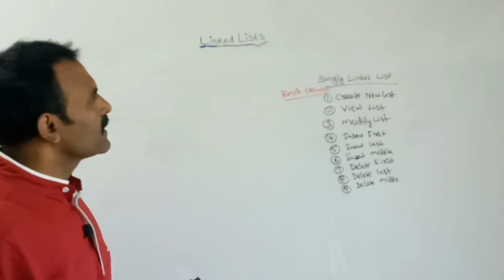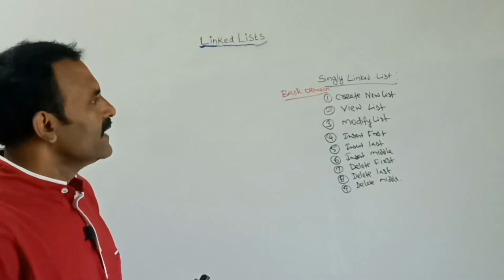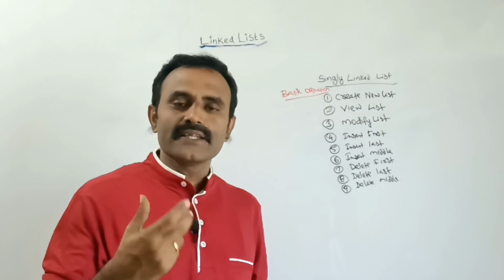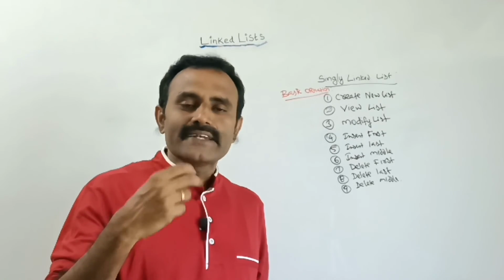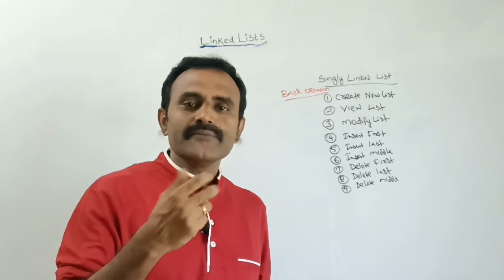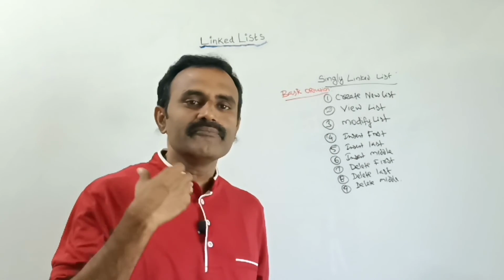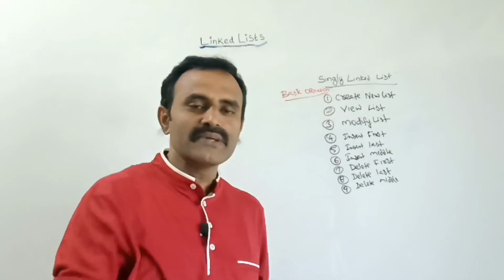See the basic operations of the single linked list. First one, create new list. This is used for creating a new list. There we can store the data and the address to the node. Next one, view list. We can see totally how many data we have stored.